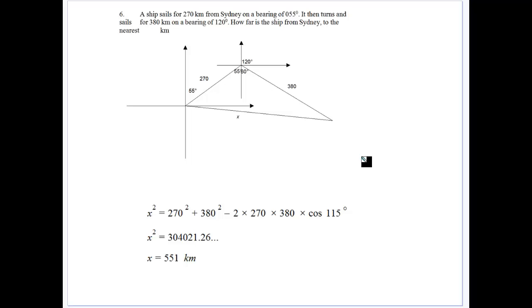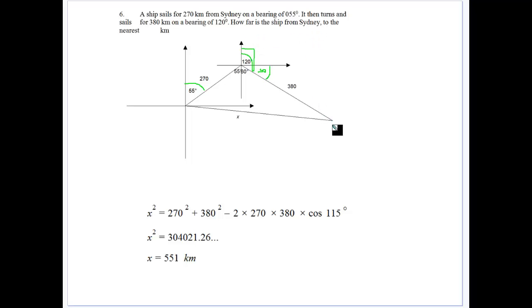This time we've got a ship that sails 270 from Sydney. So there's our boat sailing at 055, so that's going to be an angle of 55 degrees. Then it turns and sails for 380 kilometres at 120, so it's 120 all the way around there, which means that would be an angle of 30 degrees there, because it goes on from 90. Remember, it's 90 degrees there, so 30 degrees around there.